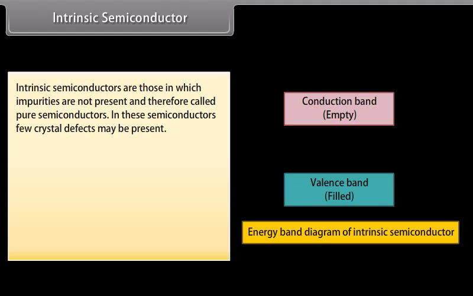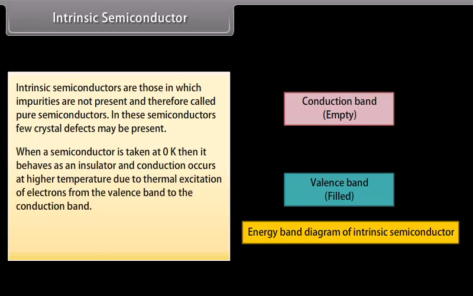Intrinsic semiconductor. Intrinsic semiconductors are those in which impurities are not present and are therefore called pure semiconductors. In these semiconductors, a few crystal defects may be present. When a semiconductor is taken to 0 Kelvin, it behaves as an insulator and conduction occurs at higher temperature due to thermal excitation of electrons from the valence band to the conduction band. For example, germanium and silicon.